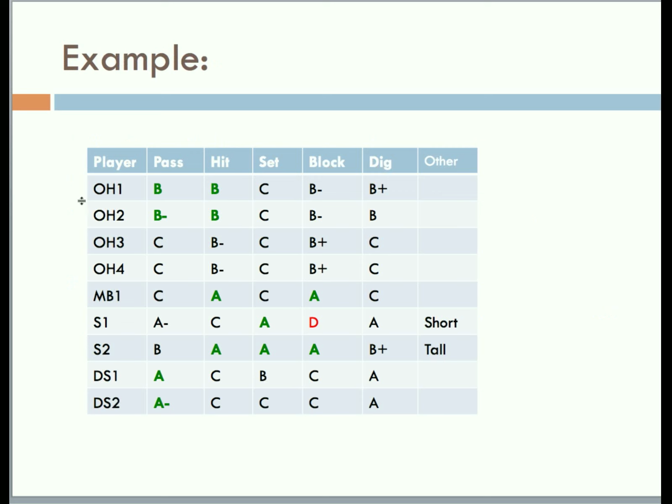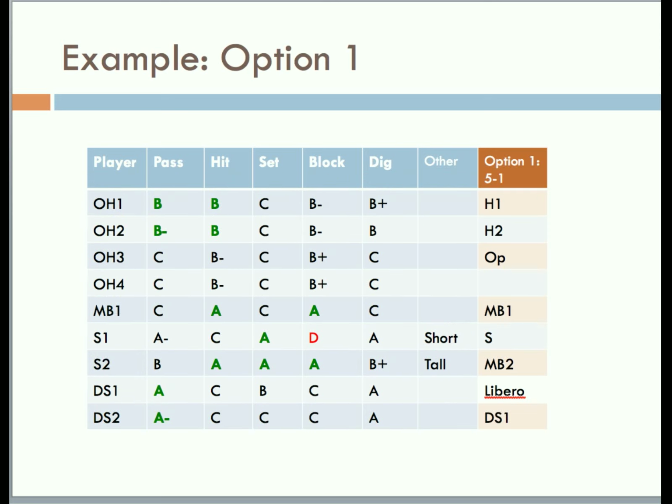I've already pre-selected their basic roles, but you may want to keep this column blank as you try to figure out exactly who should do what job. You need to be open-minded because you may want to shift players into new positions that weren't obvious initially. So we have the key skills of pass, hit, set, block, dig, and other. Now we have one particular thing here, which is that the second setter is tall and the first setter is short.